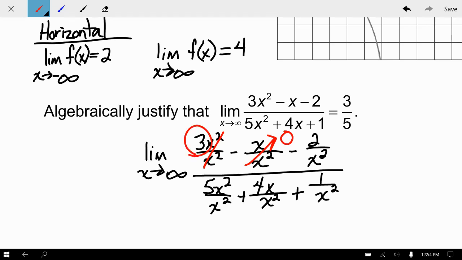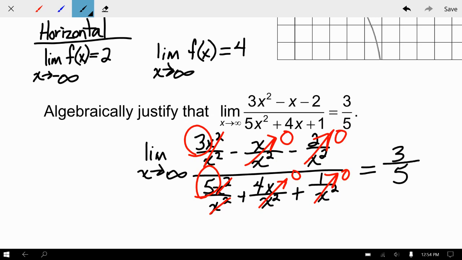2 over x squared is obviously going to approach 0 as x gets very large. 5x squared over x squared is going to approach 5. 4x over x squared is going to approach 0. This one's also going to approach 0. And now we just combine the results. 3 minus 0 is 3. And 5 plus 0 is going to give me 5.